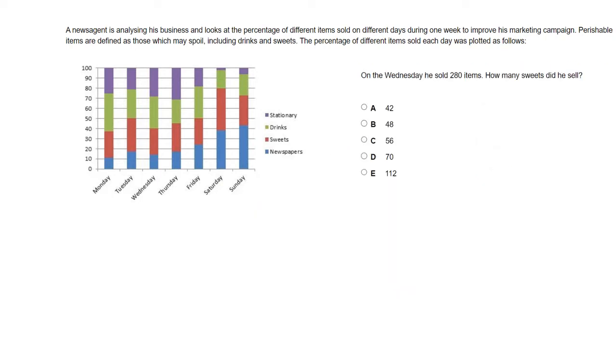So now it's telling us that on Wednesday he sold 280 items. So now we've got the specific information about what the actual numbers are. And it's asking us, of those 280, how many were sweets. So first of all, I've got to make sure we're looking at the right bar, which is this one, which is Wednesday. And what we need to know is what percentage were sweets, and then we can turn that into a number. So looking at that, the height of the maroon bar is the sweets, and the maroon bar is between 40 and 15. So we can get that the percentage that's sweets is 40 minus 15, which is 25%.